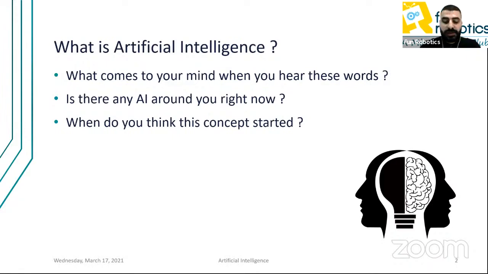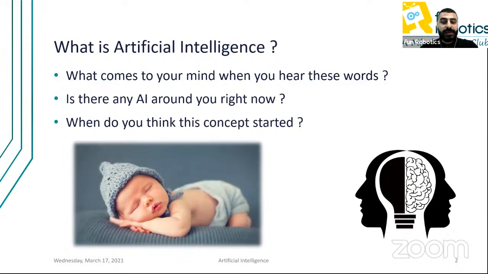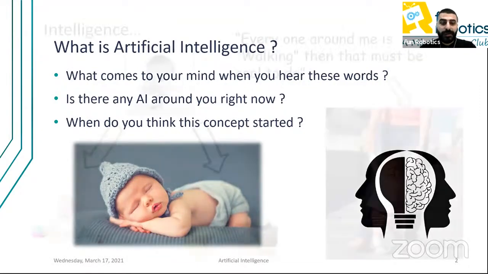When do you think this concept started? Again, there is a misconception that AI is a brand new term that came out recently, maybe in the 2000s. That is incorrect. Actually, the word artificial intelligence was first brought up by a scientist called John McCarthy back in 1956. And we'll dig deeper into the origins of AI and the advancements in AI as we go along through the presentation.